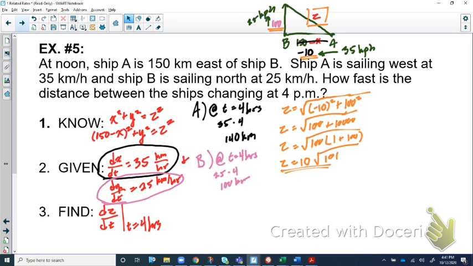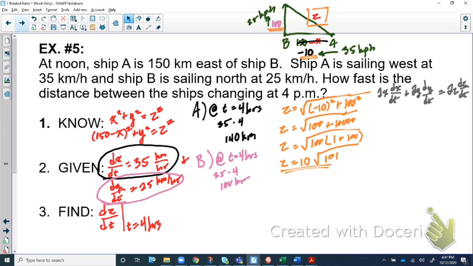Okay. So now, what it's asking us to find is dz dt. That means we have to take the Pythagorean theorem and we have to differentiate it at some point. So let's go ahead and differentiate the Pythagorean theorem. So that will be 2x dx dt plus 2y dy dt equals 2z dz dt. And the dz dt, the rate of change that we're looking for at 4 hours, that's what we're trying to solve for.